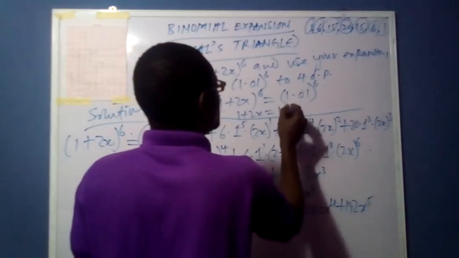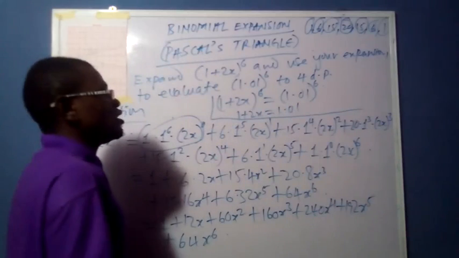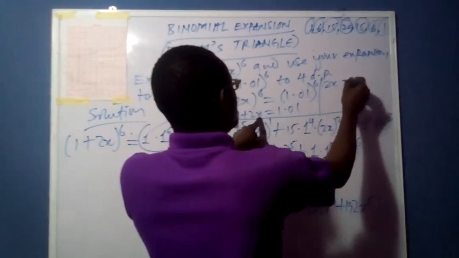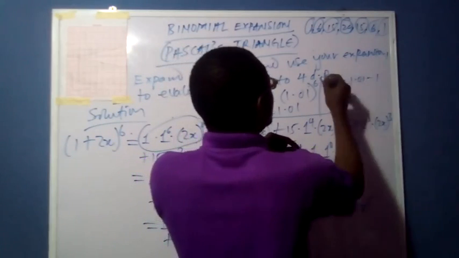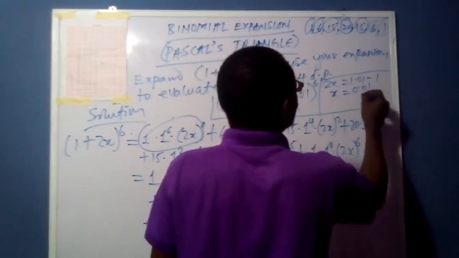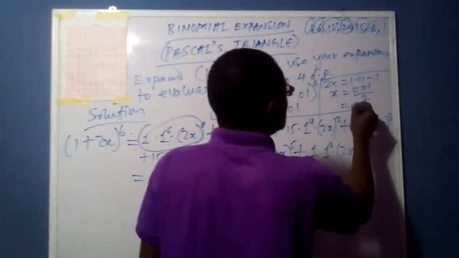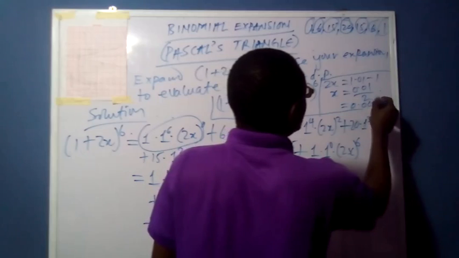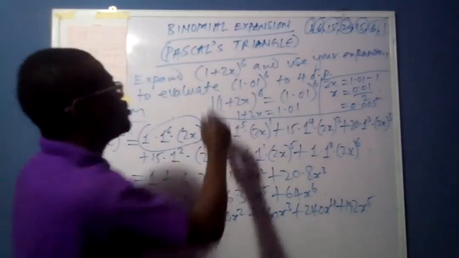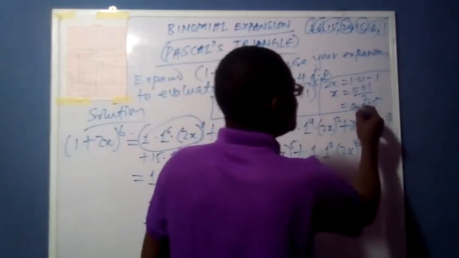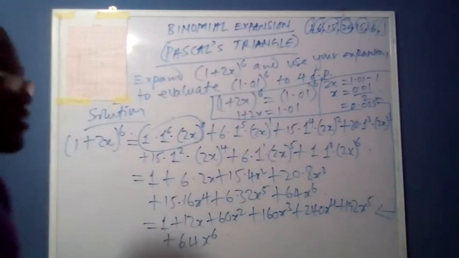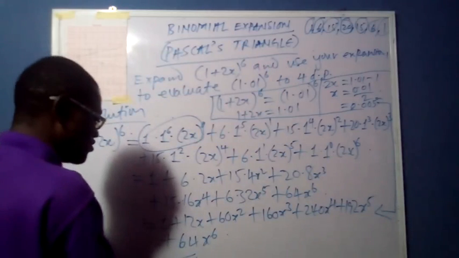And so that shows that this 1 plus 2x would be equal to 1.01. That means 2x will be equal to 1.01 minus 1, so x will be 0.01 divided by 2, which is 0.005. So 0.005 is x from here. So what we need to do is to substitute this 0.005 into all of this. Once that is done, we're going to get our result.